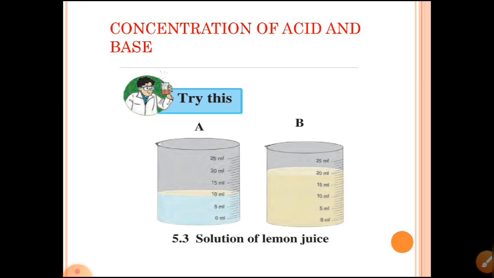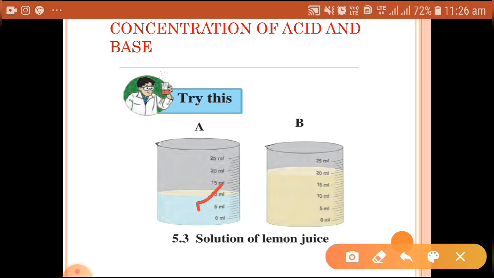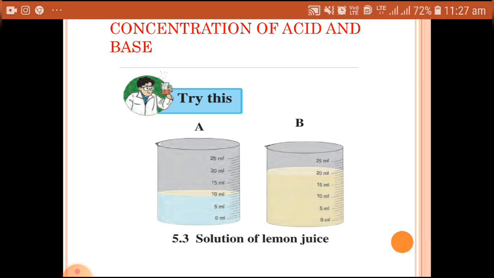Before understanding concentration, let us see one activity. Then we will understand the word concentration more clearly. You have to cut a lemon in 2 equal parts and take the juice of each part in 2 separate beakers. Here you can see 2 separate beakers, beaker A and beaker B. If you are doing this activity at home, then you can use glasses instead of beakers.